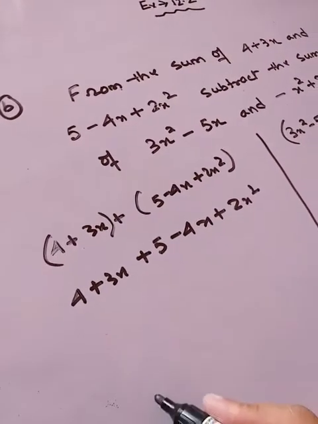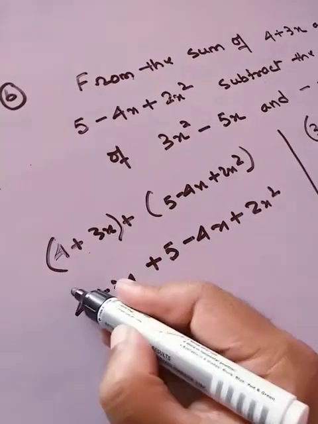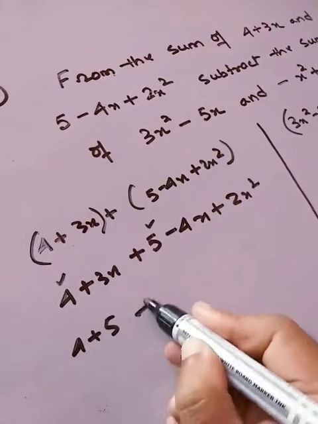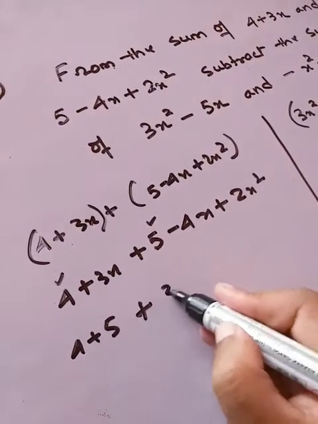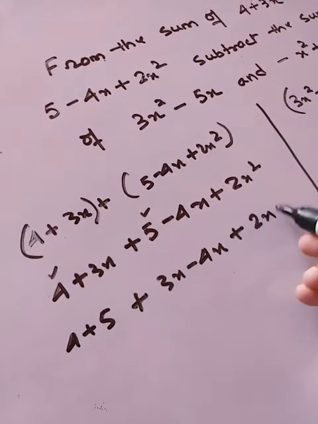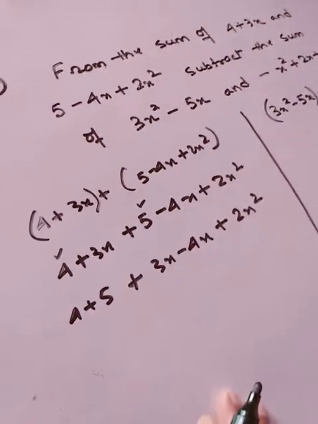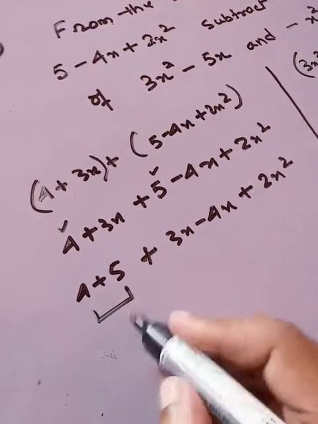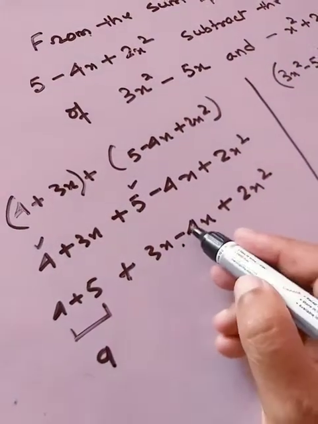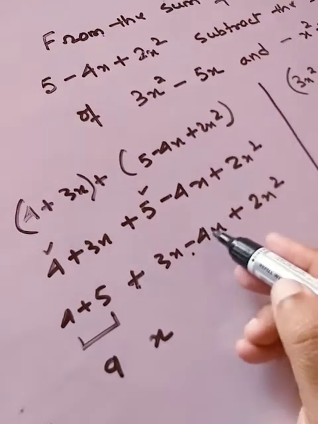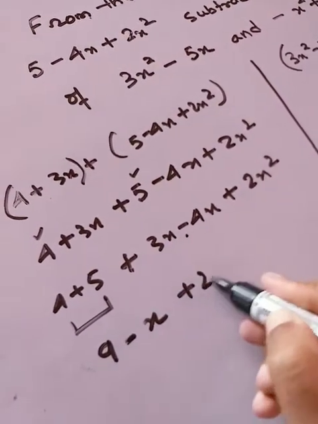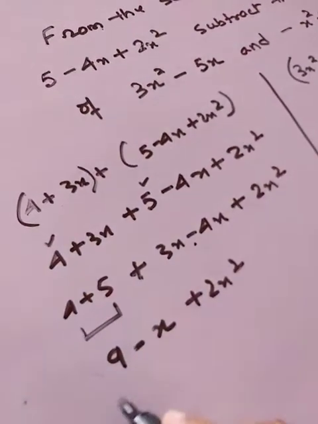Okay, so we'll bring the constant terms together. These are the constant terms, so 4 plus 5. Now bring all the x terms together, that is 3x minus 4x, and there is only one x square term, so we'll write it at last. Now solve these two. 4 plus 5 is 9. Now plus minus is minus. 4 minus 3 is x. Which number is greater? 4. 4 is carrying what sign? Minus. So put minus.